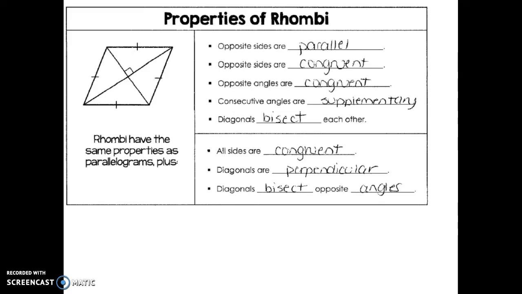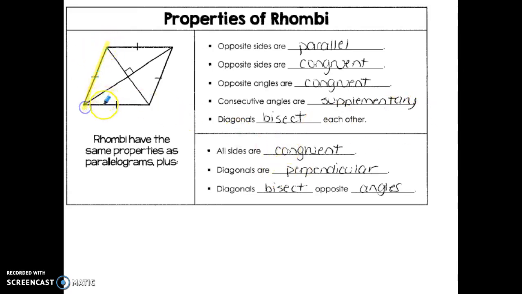So this is part 2 to our review video. We should have rhombi next in our flipbook. And so for our rhombi, we have those same parallelogram properties, but the one that is new to rhombi is that all sides are congruent.